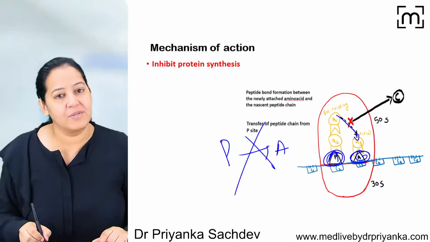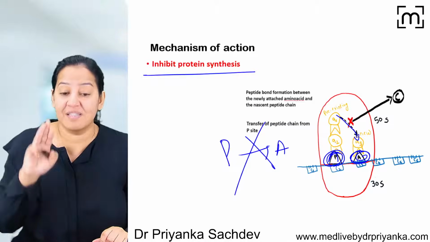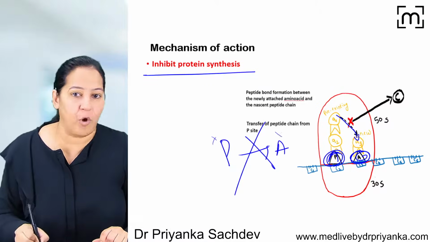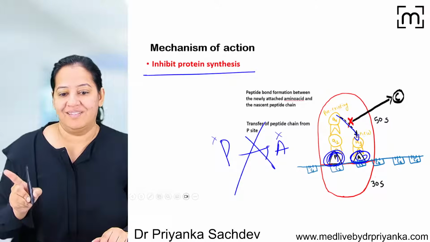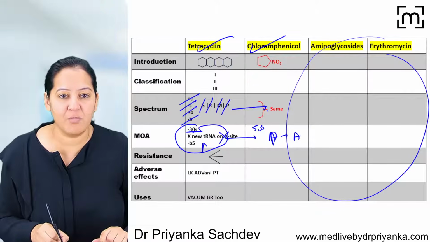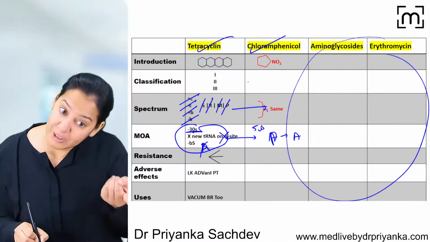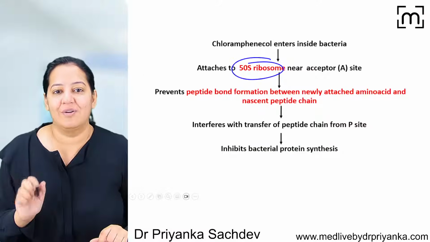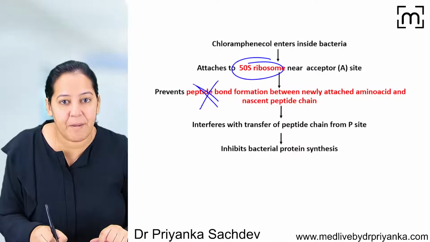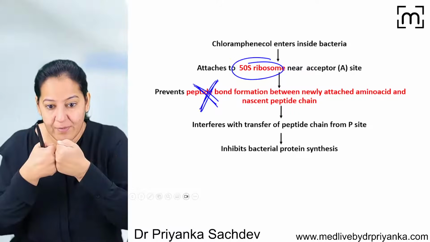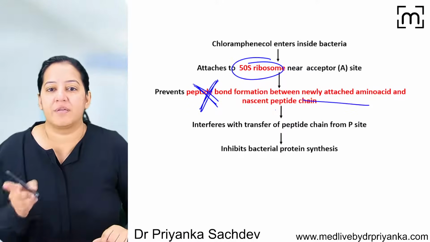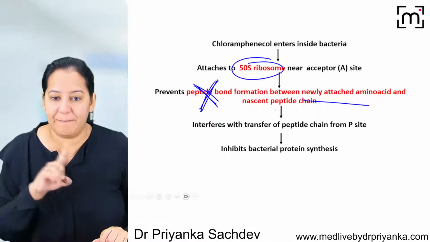Got my point? So that is the mechanism of action. It inhibits protein synthesis, step number 3, that is P to A shift. It does not block P, it does not block A. It blocks the P to A shift. Tetracycline was blocking the A window. This one is blocking the P to A shift. There is a difference. So please understand. It is inhibiting the peptide bond formation between the 2 amino acids and the shift of the previous amino acid to the new amino acid. That is P to A shift.